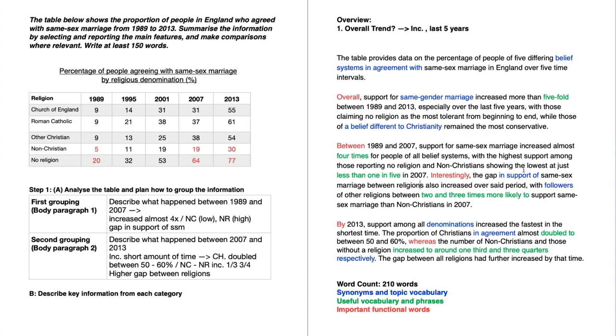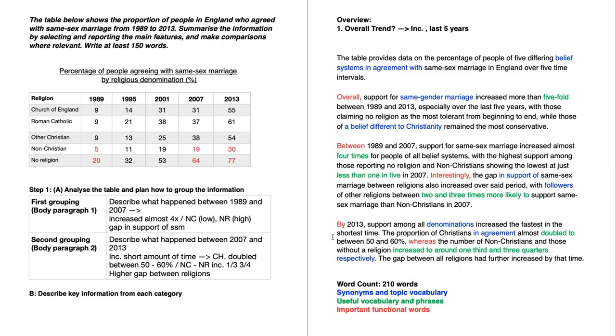So "in support of" something, "followers" of religions, and then again we have a great vocabulary phrase here, "2 and 3 times more likely to." This includes a lot of information in just a short phrase. Instead of saying 1 sentence for those that are 2 times more likely and 1 sentence for those that are 3 times more likely, I've just included it all together and really made things concise.